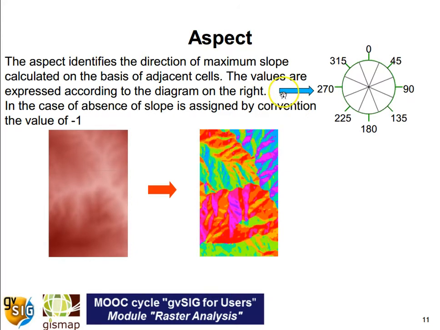You can derive the aspect from 0 to 360, and you see it means that if you look downwards, this is the aspect of your slope, and in case of absence of slope, you assign by convention a pixel value of -1.